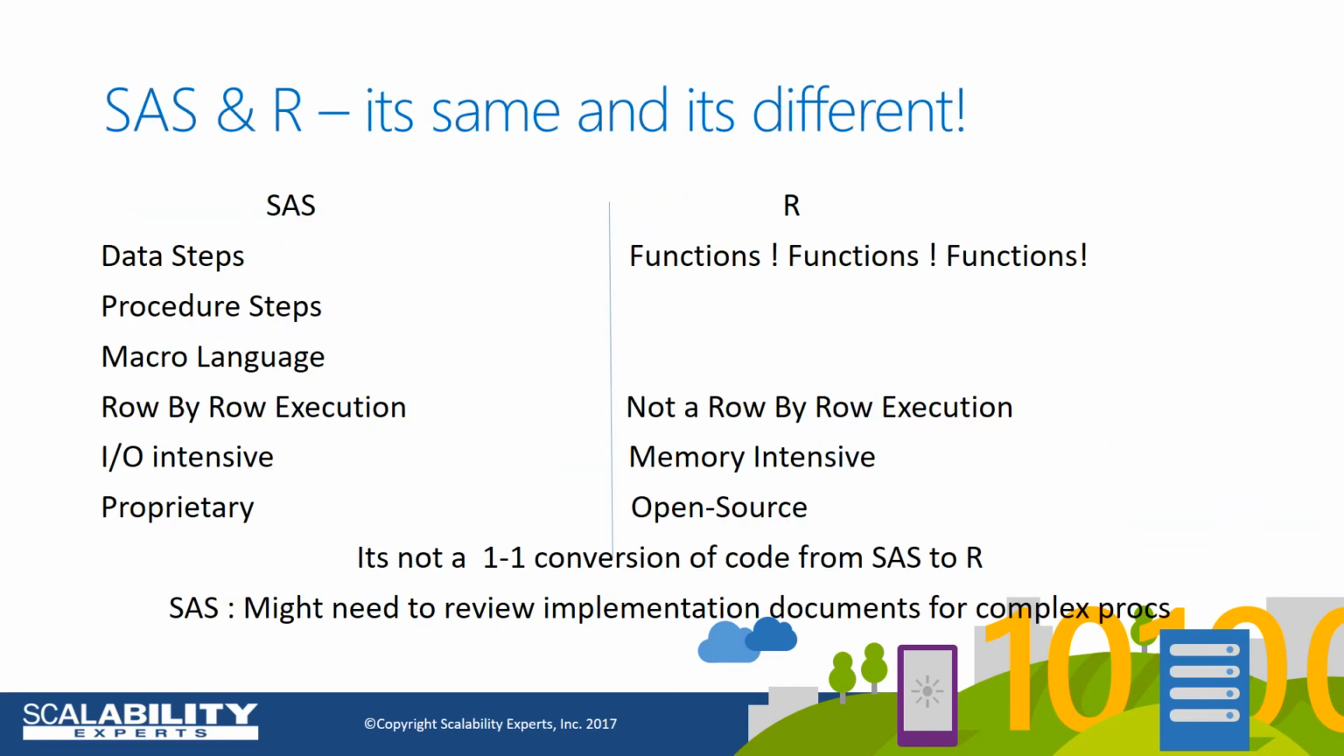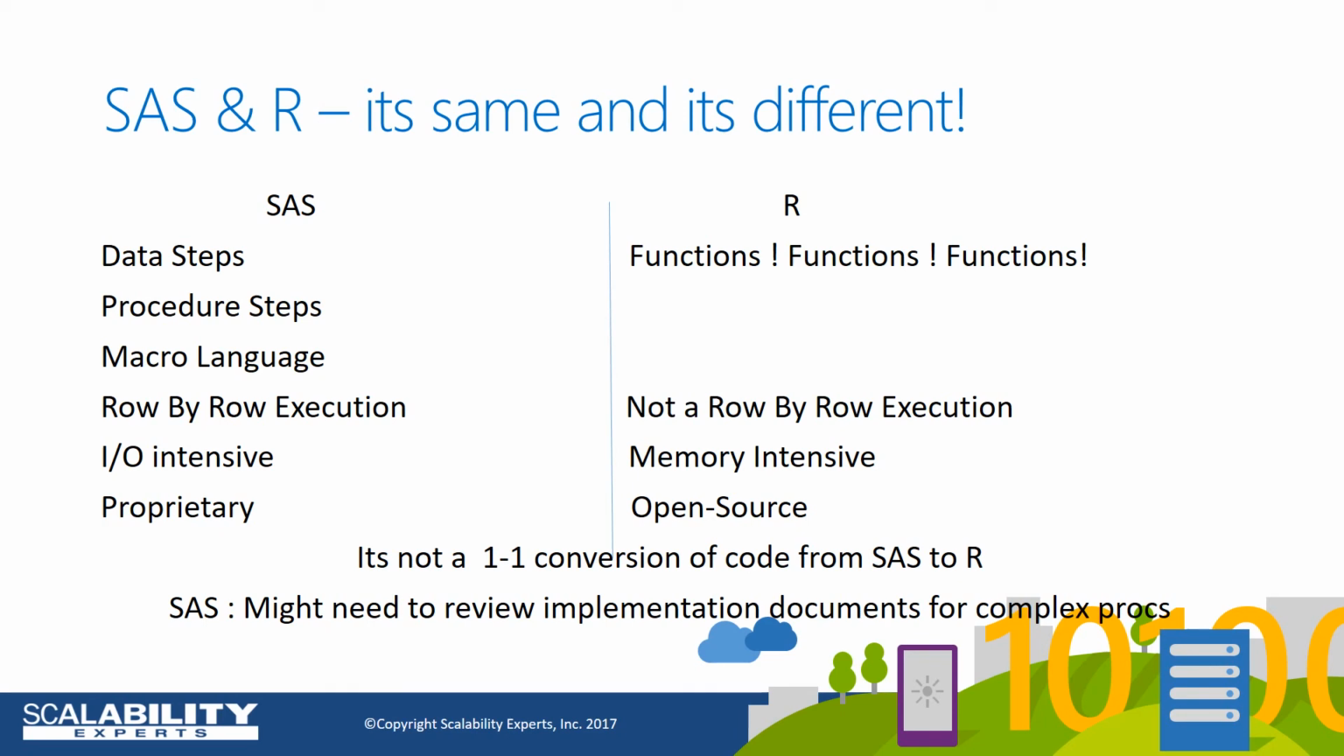SAS and R, the commonality and the differentiators. When we talk about the commonalities, they both are fourth generation statistical programming languages. SAS was introduced in 1976, R in 1993. And among the differentiators, SAS is proprietary versus R is open source.